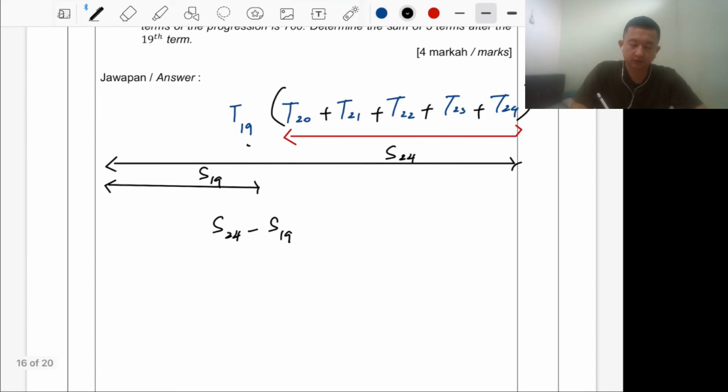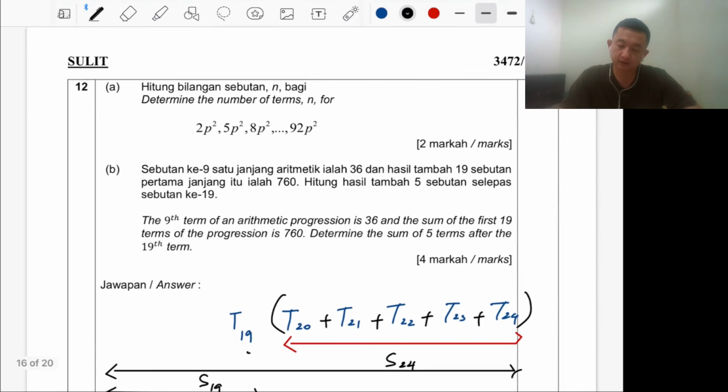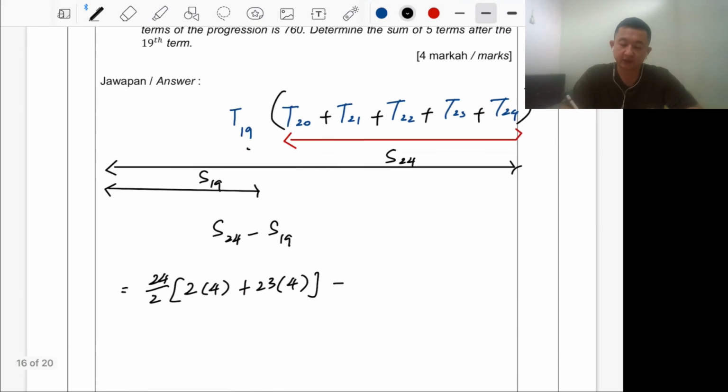Okay, so S24, 24 over 2, 2a plus 23d, minus S19, this one is given, right? S19 is 760, so you don't have to calculate one more time. 440. Final answer. Okay.